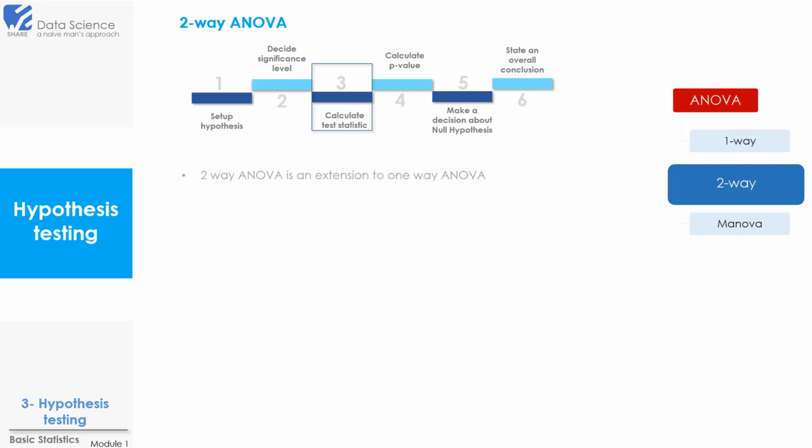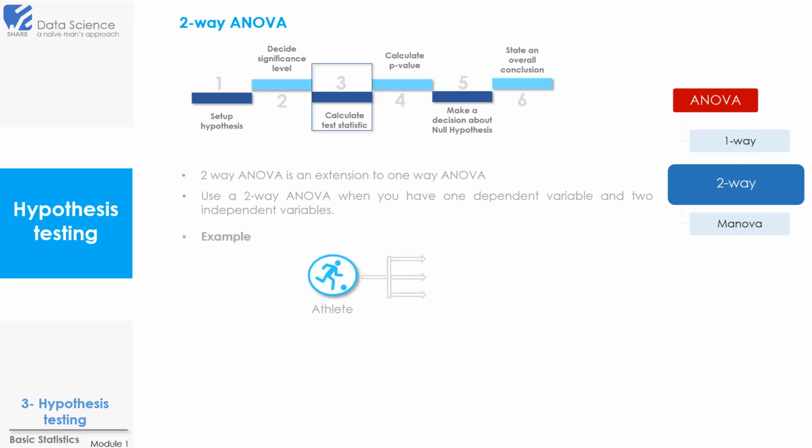Then we have two-way Anova test. This is nothing but an extension of one-way Anova test. We use a two-way Anova test when we have one dependent variable and two independent variables. Let's see an example where this test can be used.